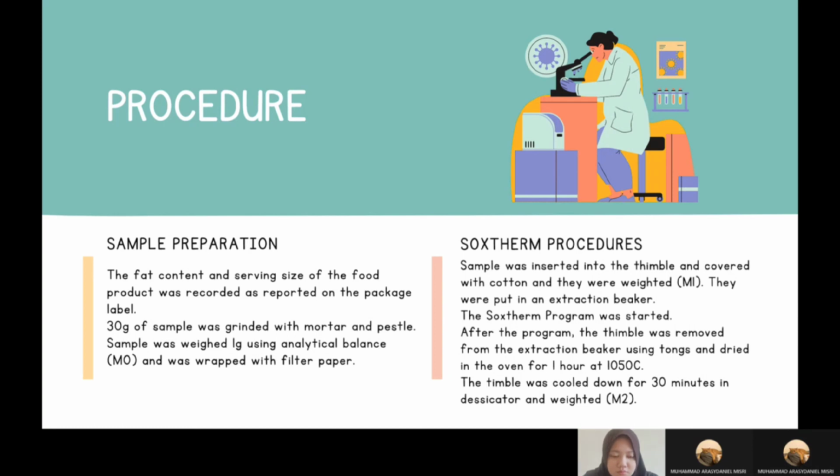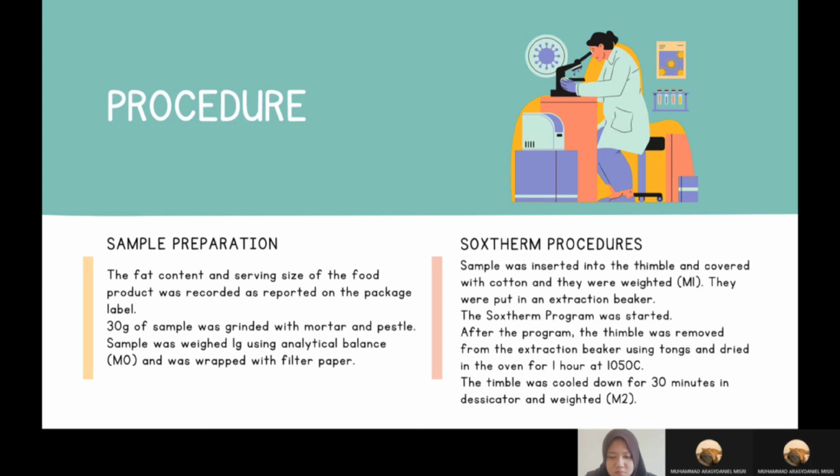Next is the Soxtec procedure. The sample was inserted into the thimble and covered with cotton, and they were weighed, which is M1. They were put in an extraction beaker. The Soxtec program was started.